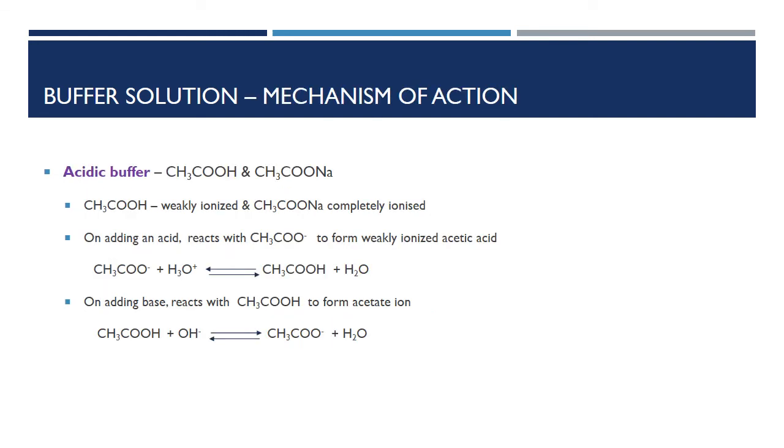How does a buffer solution prevent change in pH? Let us first look at the mechanism of action of an acidic buffer. Let's take the example of acetic acid and the sodium salt of acetic acid. Acetic acid is a weak acid and hence is only weakly ionized, whereas the sodium salt of acetic acid ionizes completely. If a small amount of acid is added to it, it reacts with acetate ion to form weakly ionized acetic acid. On the other hand, if a small quantity of base is added, it reacts with acetic acid to form acetate ion.